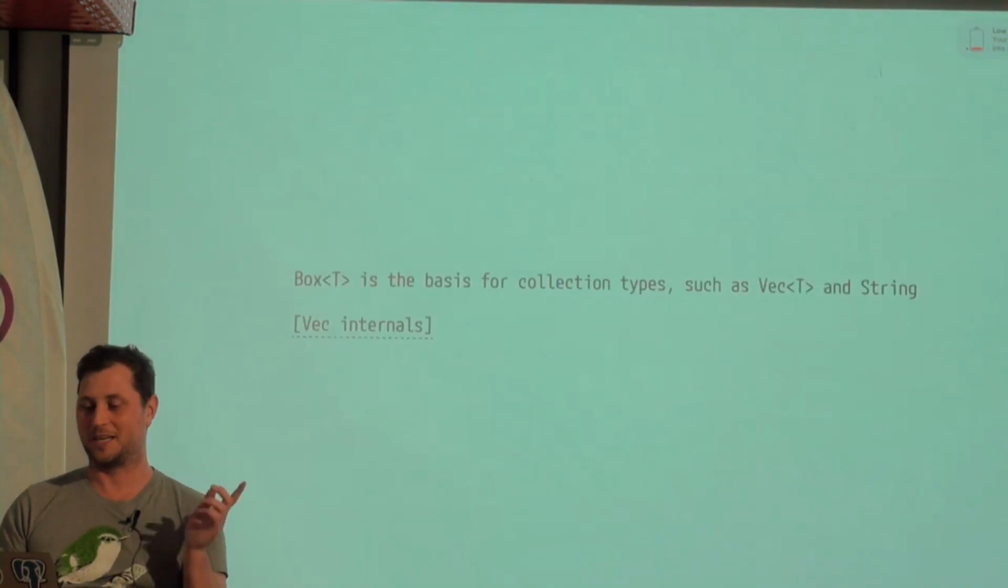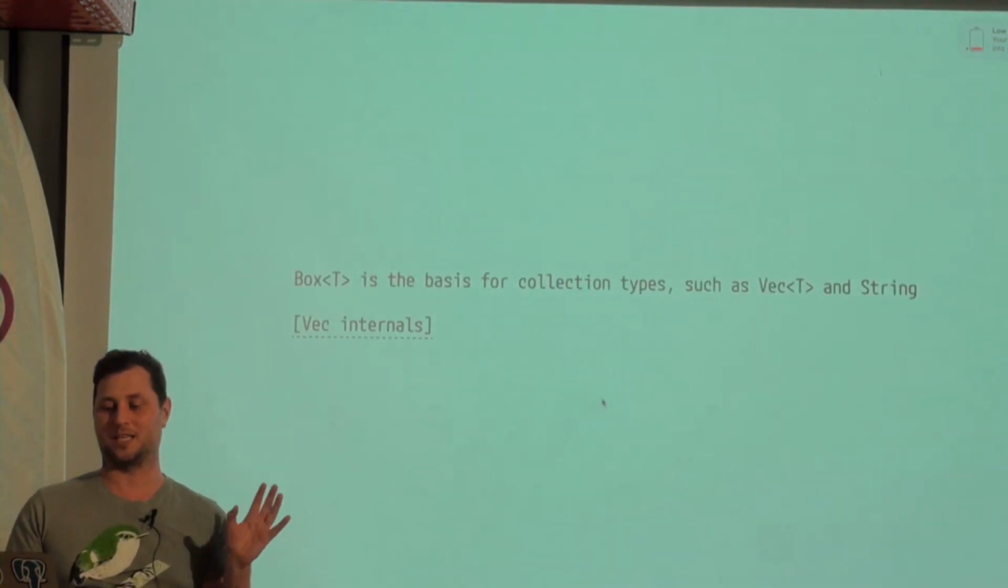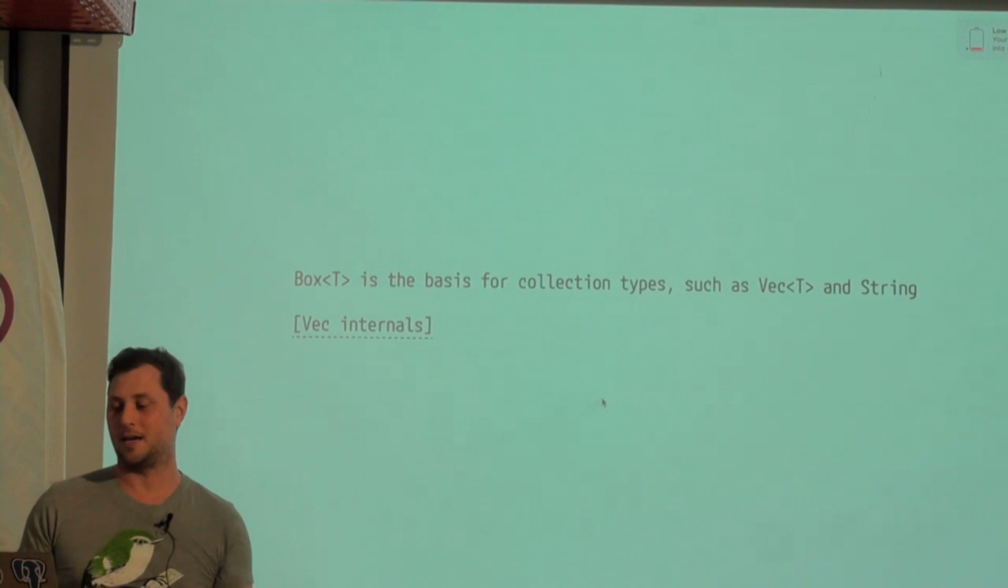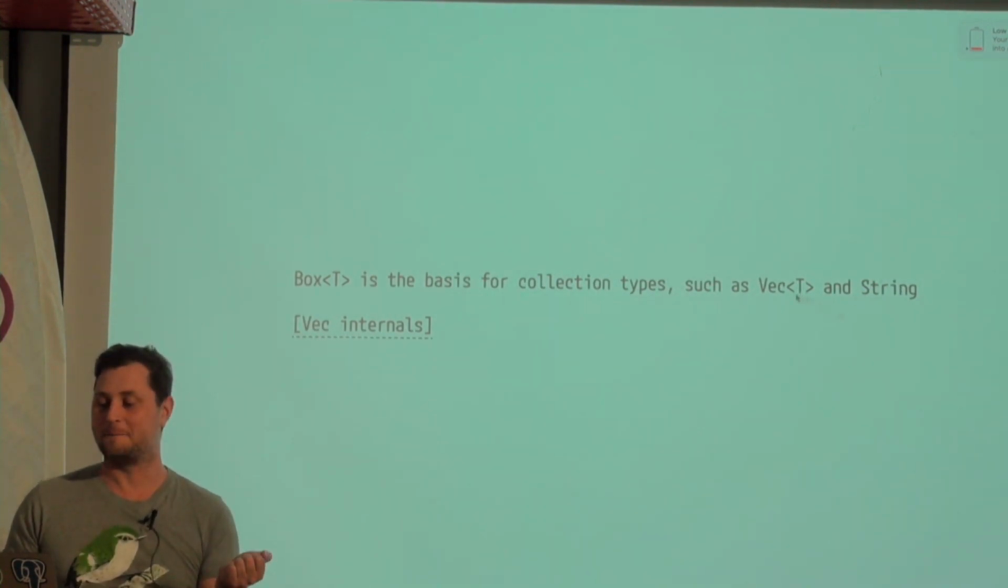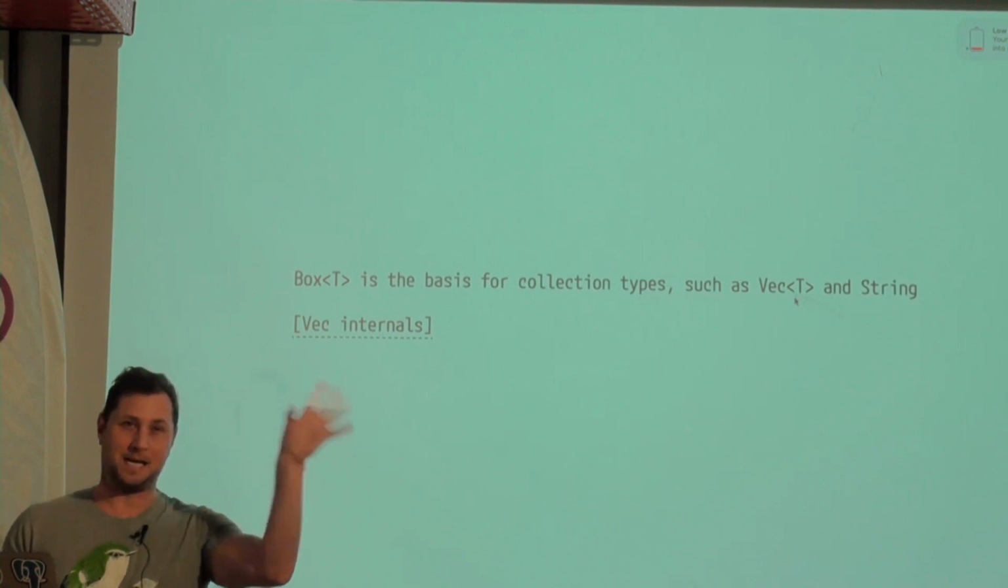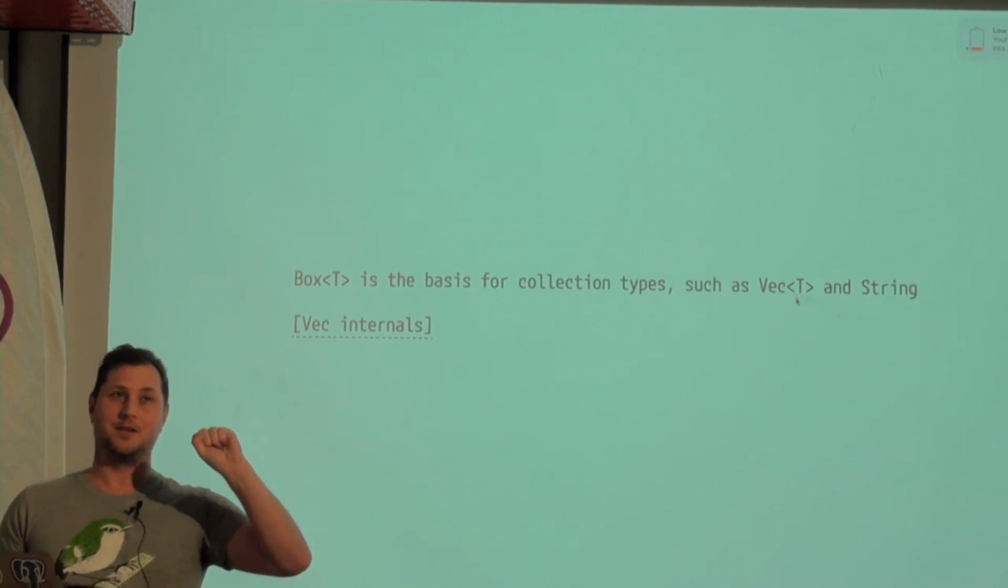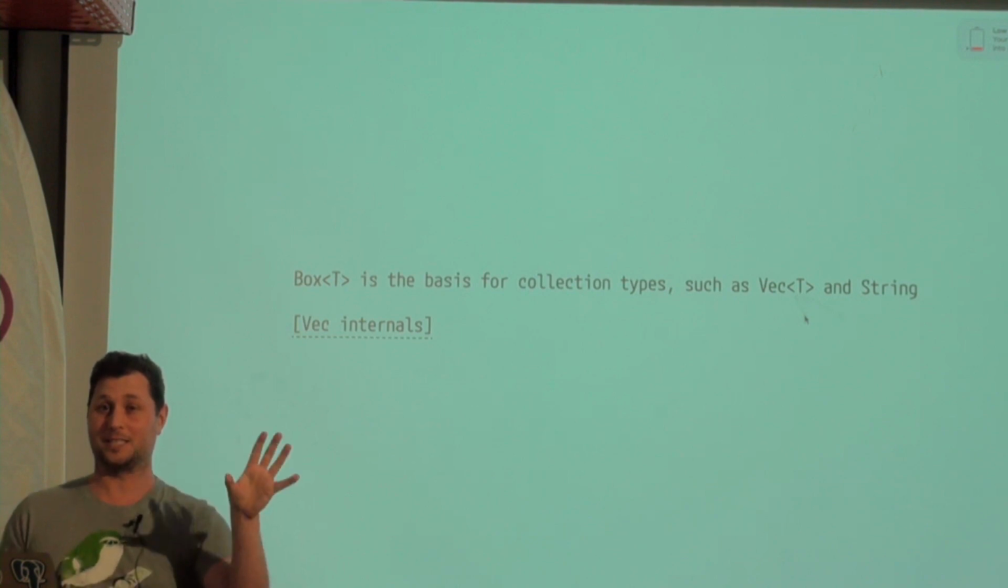Okay, Box, by the way, is also the basis for collection types such as Vec and String. String, by the way, is a Vec as well. Actually, there's a massive asterisk there. It's actually not Box if you go and look at the internals.